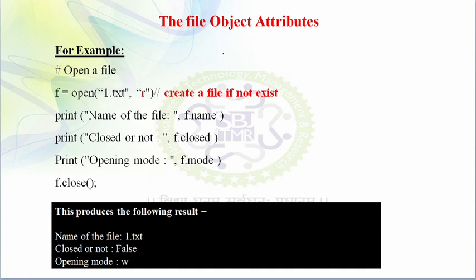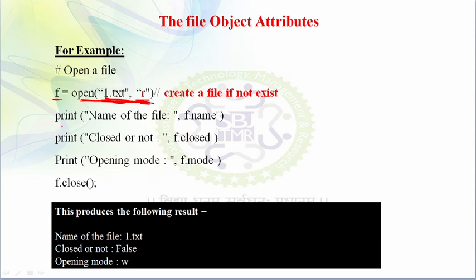Let's see this with the help of an example. Suppose I have one file, 1.txt, which has certain contents. I'm opening this file 1.txt in read mode, and whenever I open the file, it will return the object, and I'm collecting this object in my variable f. I will print the different file object attributes, like the file name, whether it is closed or not, and in which mode it is opened.